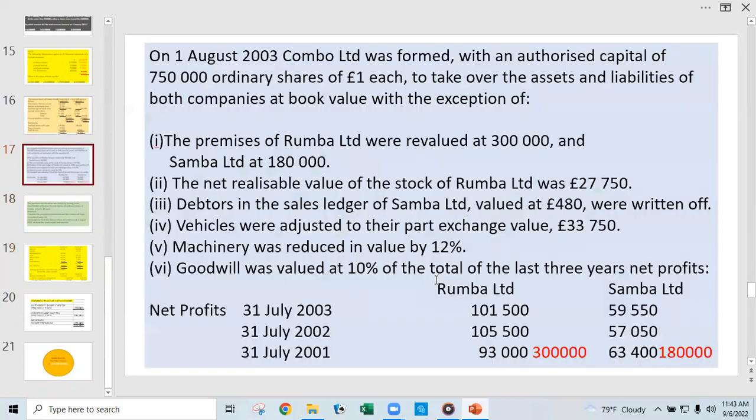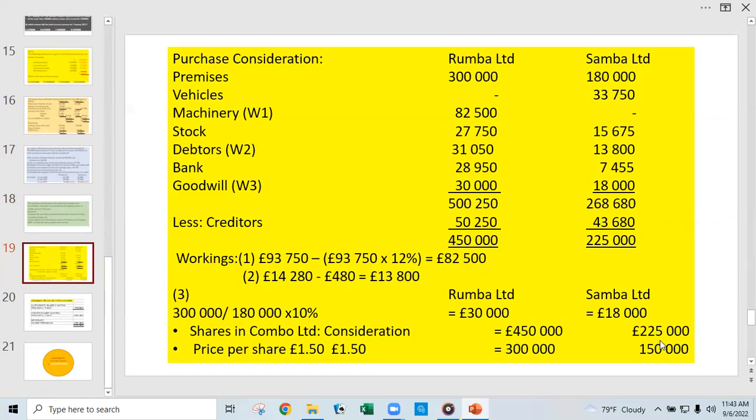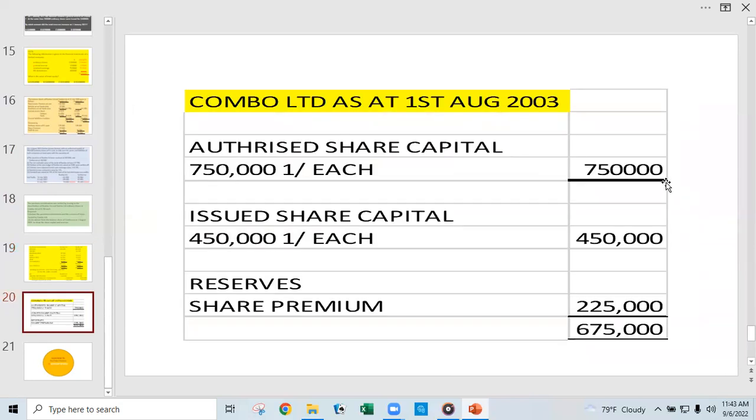Please see working 3. Therefore, the purchase consideration for R Limited is 450, S Limited is 225. Shares of 1 each were paid to them at 150 each. Question B requires to show the capital and reserves of C Limited, which are share capital of 450 at 1 each and share premium of 225,000. Hope the answer is clear.